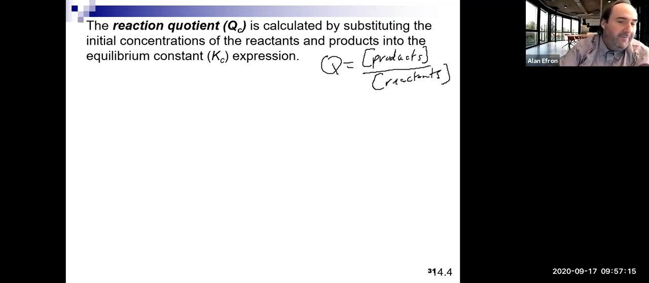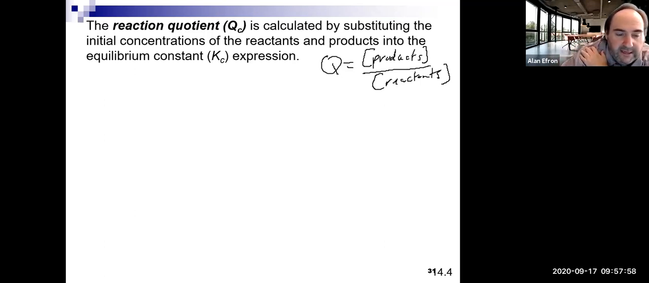So you might be asking yourself, why would we calculate Q, or what is the purpose of Q? We typically calculate Q in a situation where we're not sure if we are at equilibrium. Maybe we're given initial concentrations of everybody, and we can put them in there and calculate Q, and that will help us determine whether or not this system is at equilibrium. And if it is not at equilibrium, it will help us decide which way it needs to go to reach equilibrium.